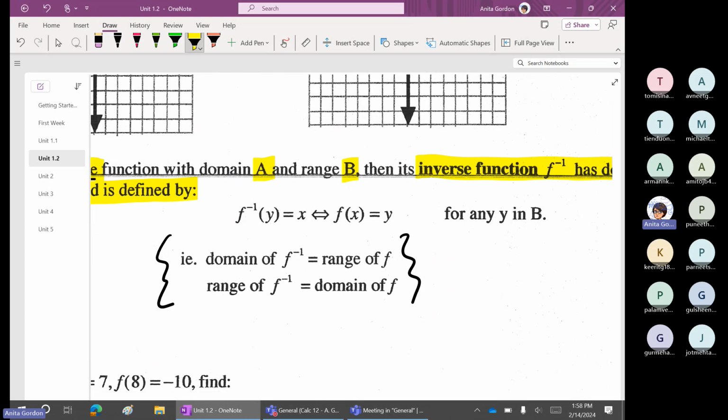Because we are swapping spots between x and y, the domain of f inverse equals the range of f. So on the original graph, we have a domain of something. It is now the range of its inverse, and the range of the original is the domain of the inverse.